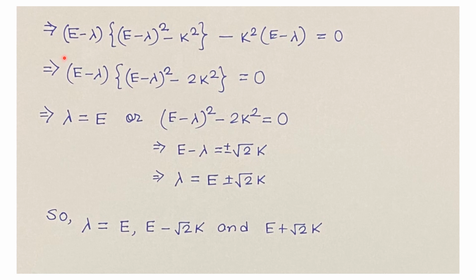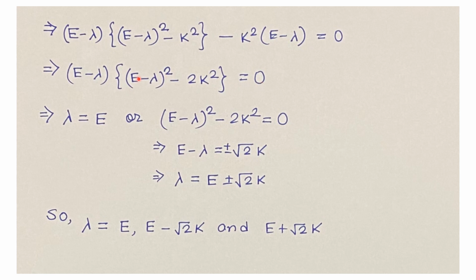So from the previous slide, what we obtained, that is (E − λ) times this term in the parenthesis, that is (E − λ)² − k², times (E − λ), equals 0. So we can take (E − λ) common from this whole term. We'll get (E − λ) times [(E − λ)² − k²], and again we'll get a −k². So that will give −2k², and that equals 0.